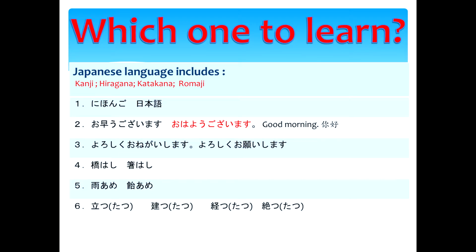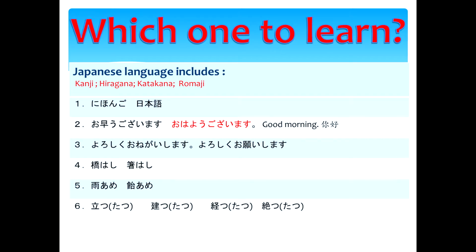For example, the first one, Nihongo. Hiragana and the Japanese kanji are both fine to me. They're not really very long or very short, right? So it's all right. The second one, Ohayo gozaimasu.